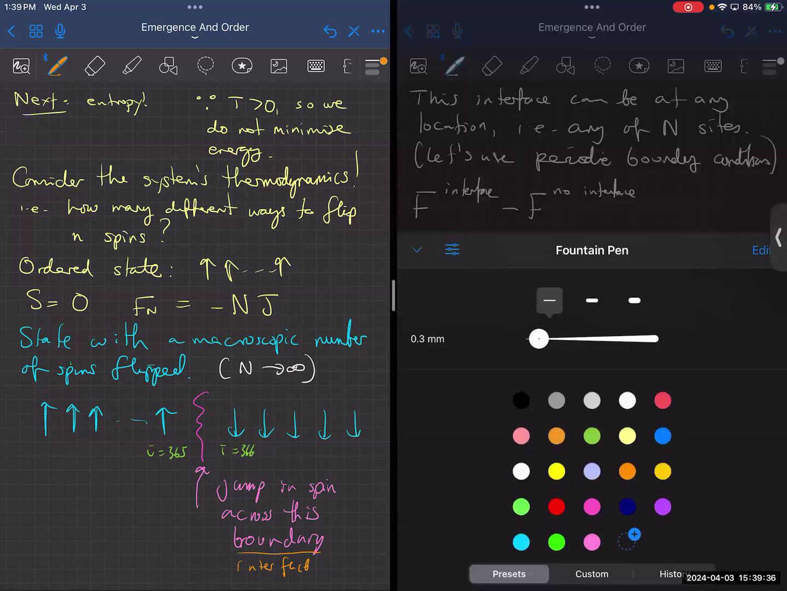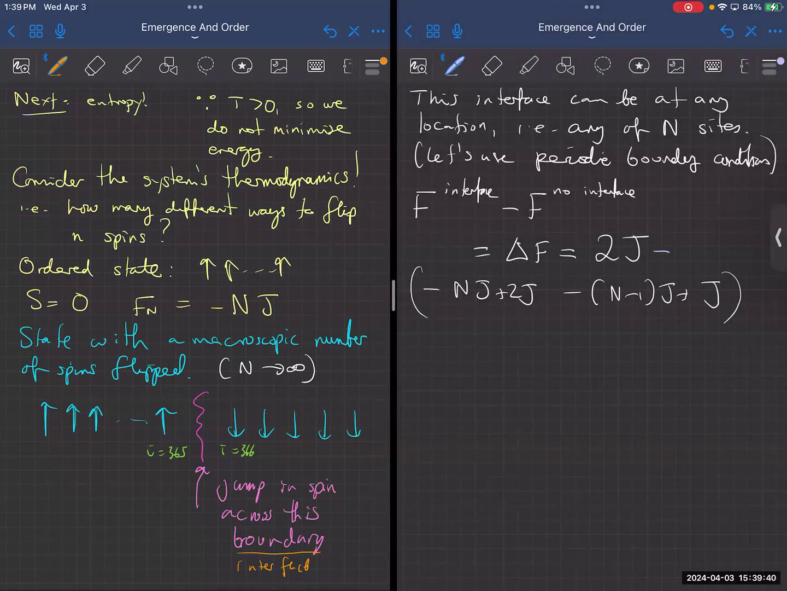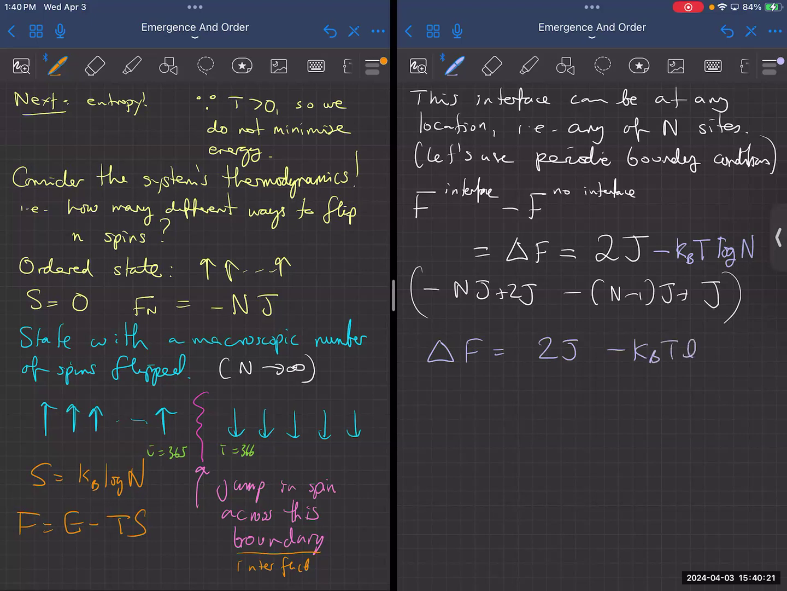And then what about the entropy? Well, the entropy is, minus T times the entropy, where the entropy is k_B times the logarithm of the number of positions, and that's going to be n. So the entropy for this is k_B times the logarithm of n. The free energy is equal to energy minus TS. So the free energy difference, this delta F, is equal to 2J minus k_B T times the logarithm of n. And so what that says is that if I now take T going to infinity, this term is going to go to minus infinity.